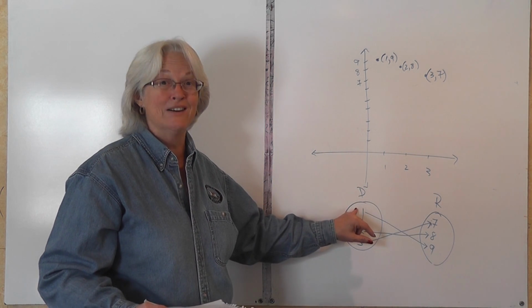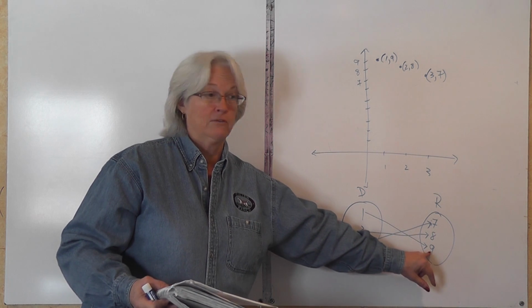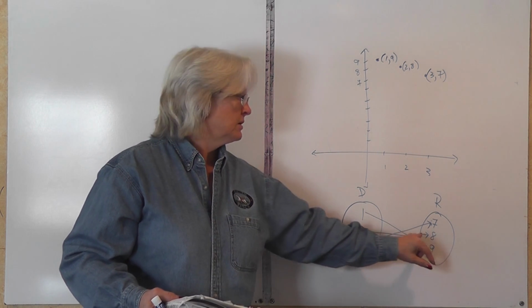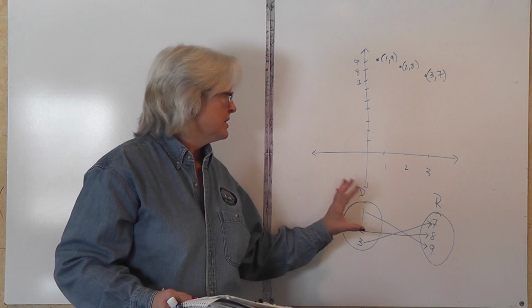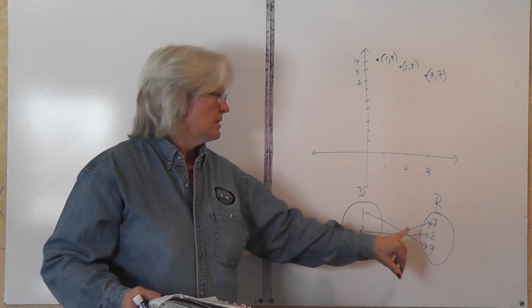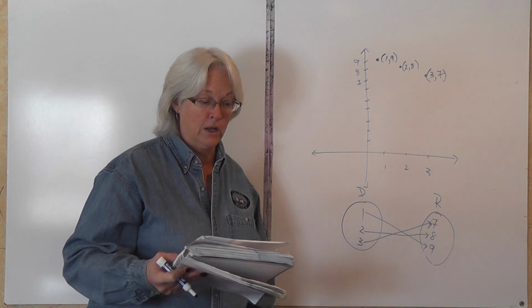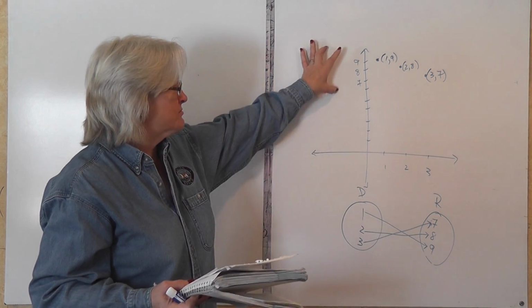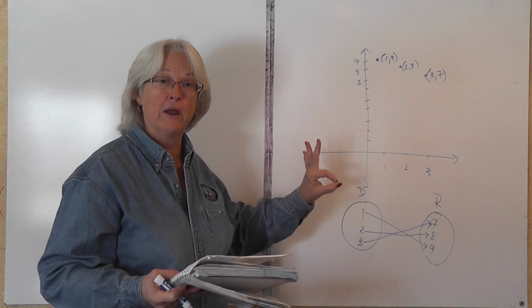When you are a husband, you have only one wife. When you're a wife, you have only one husband. It's an example of a function. For every x, there's one and only one y. So therefore, this relation, this set of three ordered pairs, is a function.